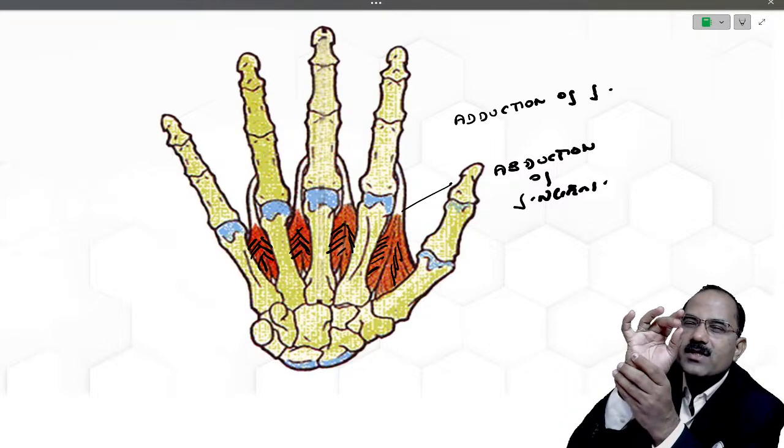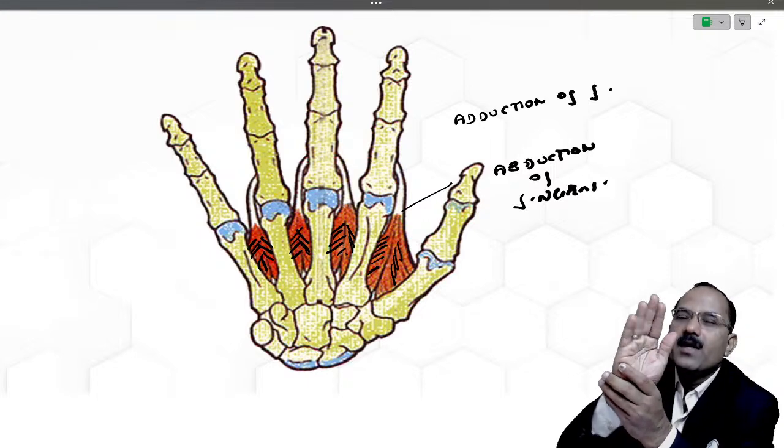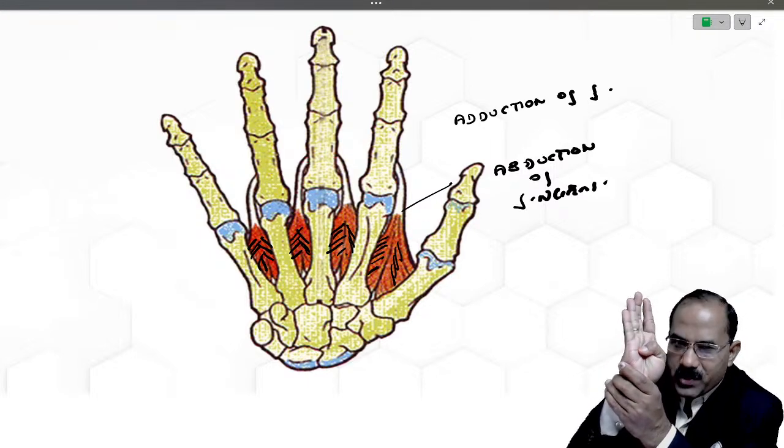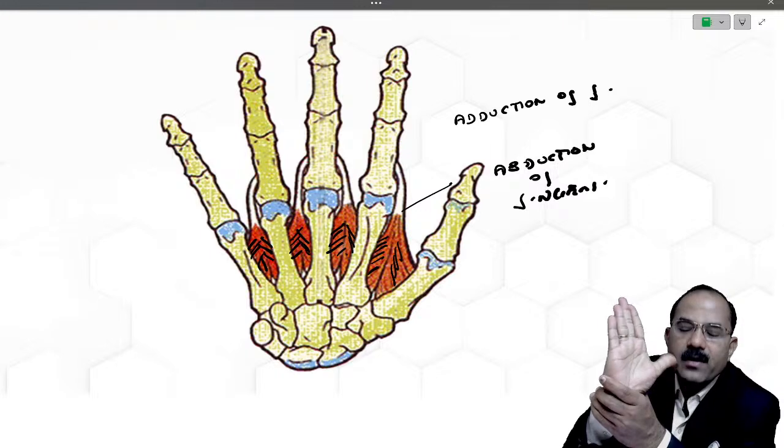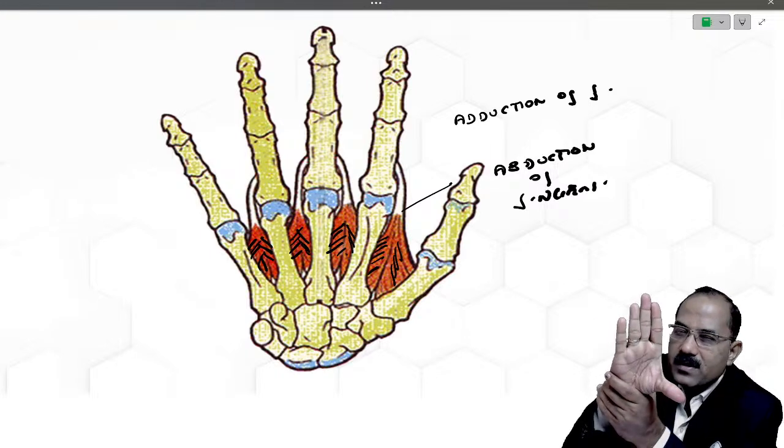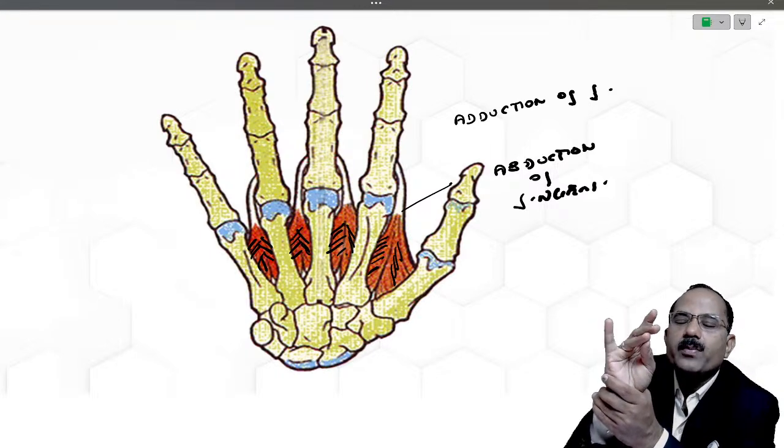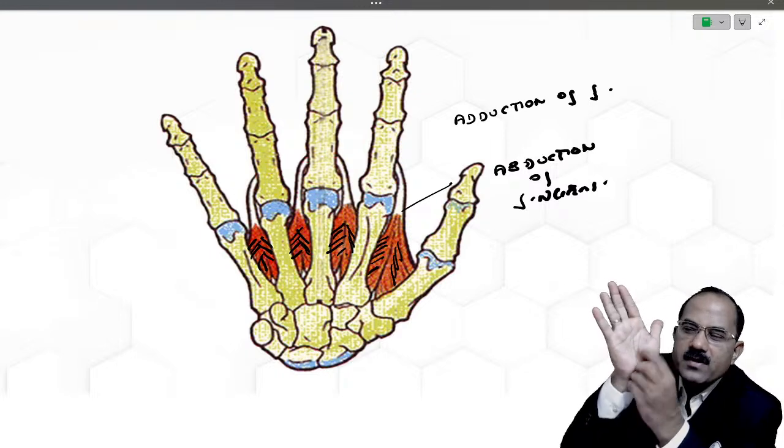Okay, and what is this? Opposition of thumb. So what are the movements of thumb? This is flexion, this is extension, this is abduction, this is adduction, and what's that? Opposition of thumb. Clear?